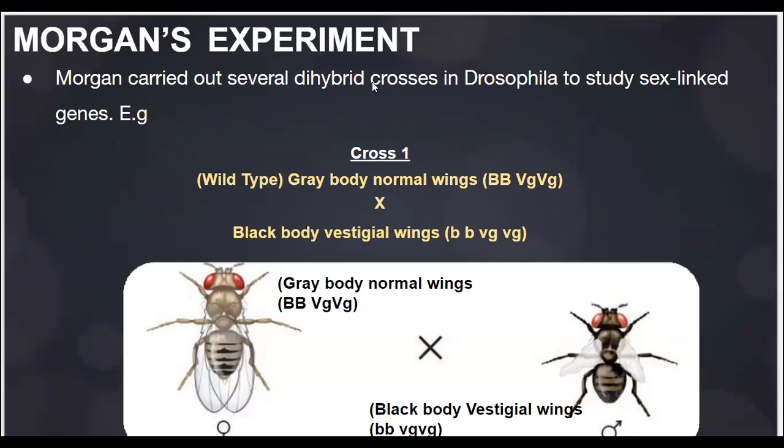How this concept was brought into existence, and how we know that this phenomenon also exists in the expression of genes. So Morgan carried out several dihybrid crosses of the fruit fly to study sex-linked genes.